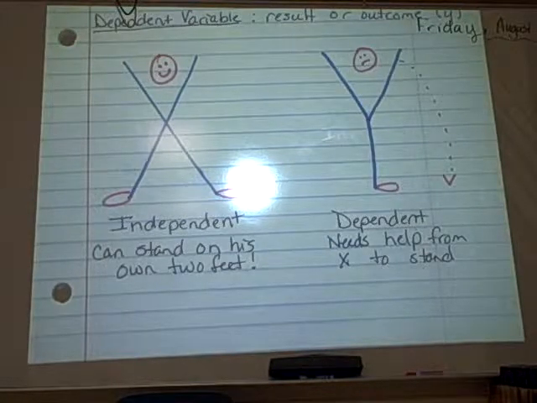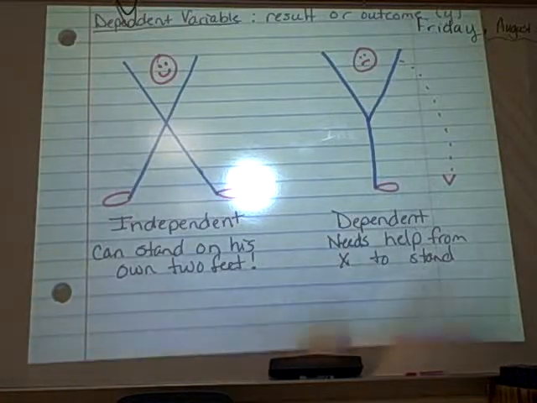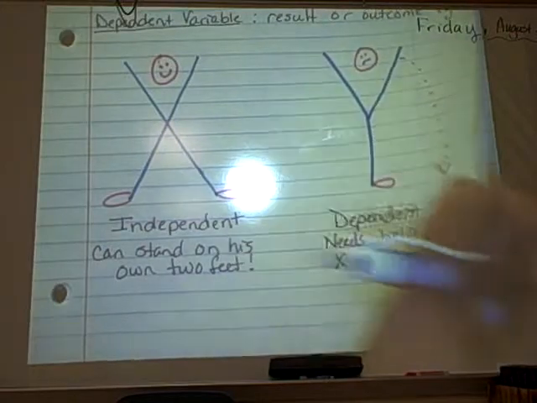So independent stands on its own two feet. Dependent needs some help because it only has one leg. All right, X always is independent. Y is always dependent every time. Okay, so we're going to look at some examples of these.